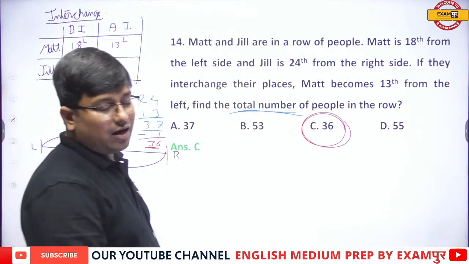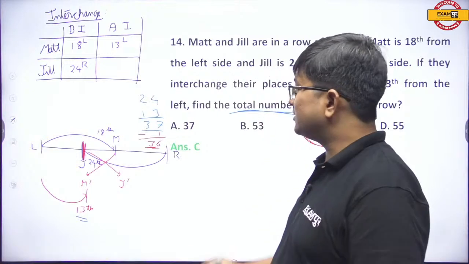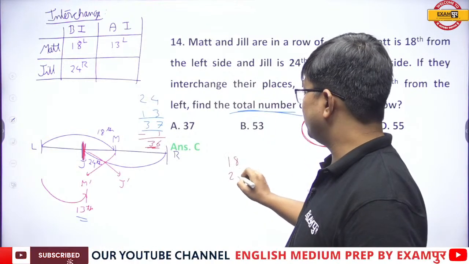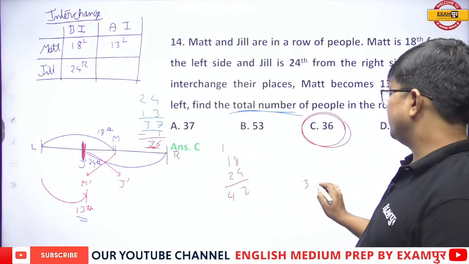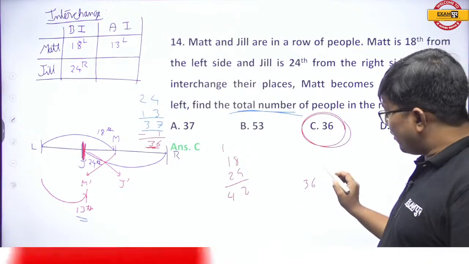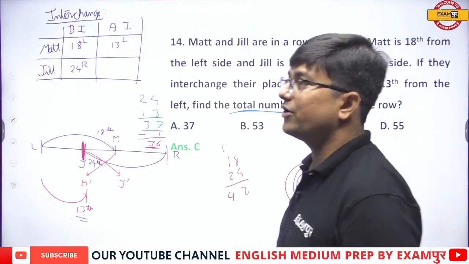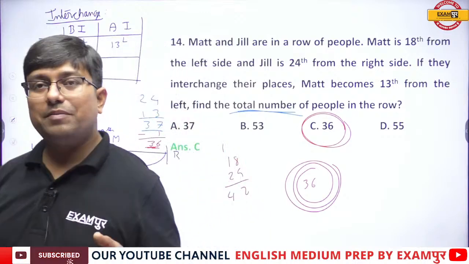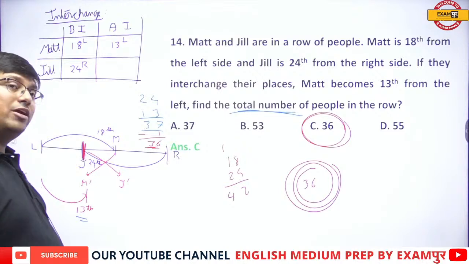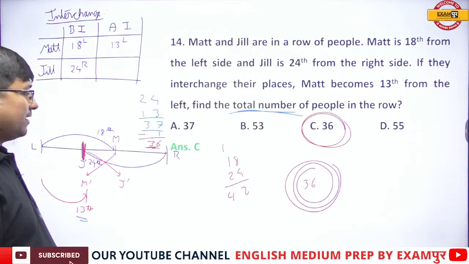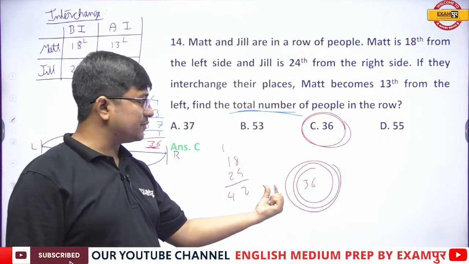Now if someone asks you, how many persons are in between them? Just add 18 plus 24. What are you getting? 42. According to our counting, total persons are 36, but here we are getting 42. That means we have counted some persons in excess. And how many persons have we counted in excess? Obviously 6, the difference between them.